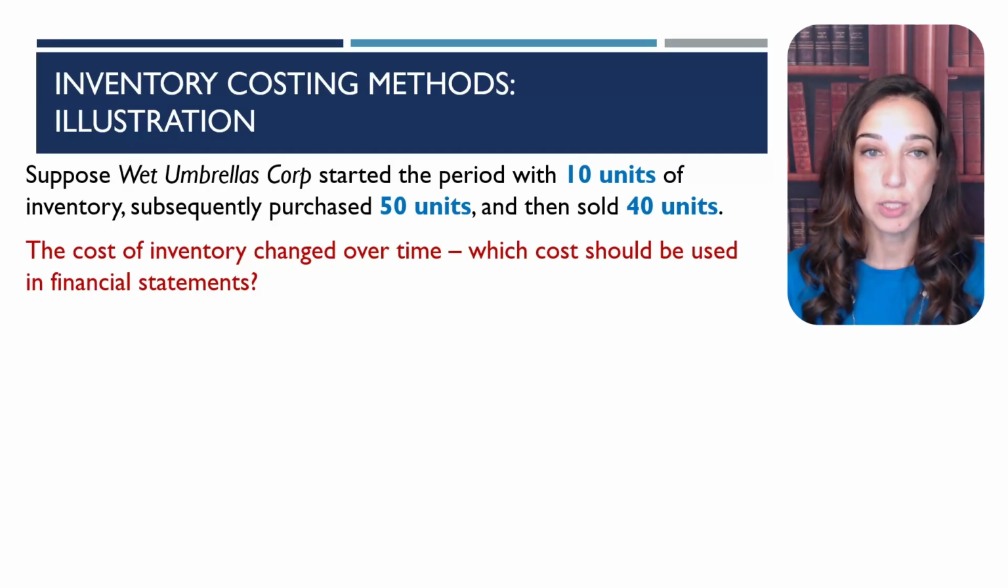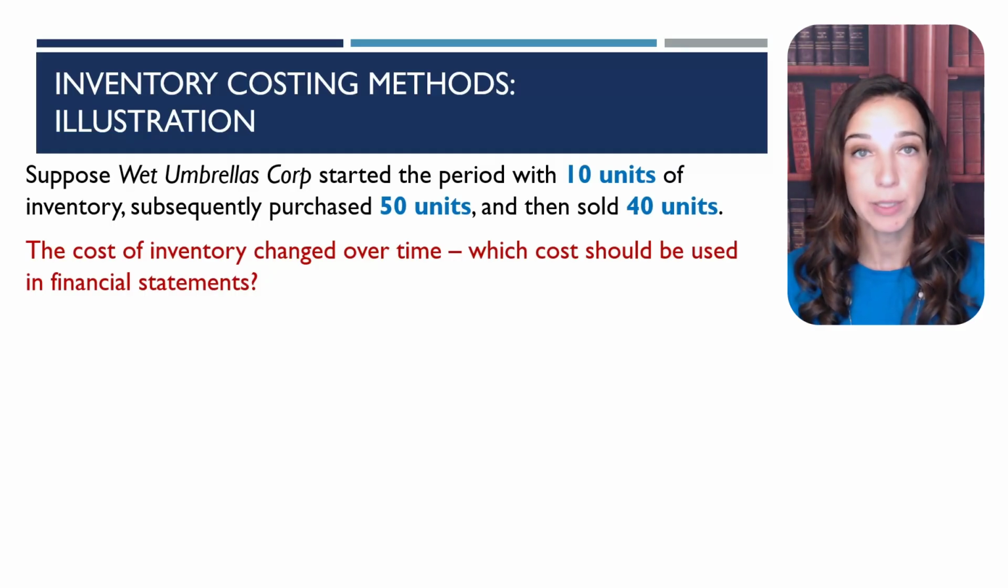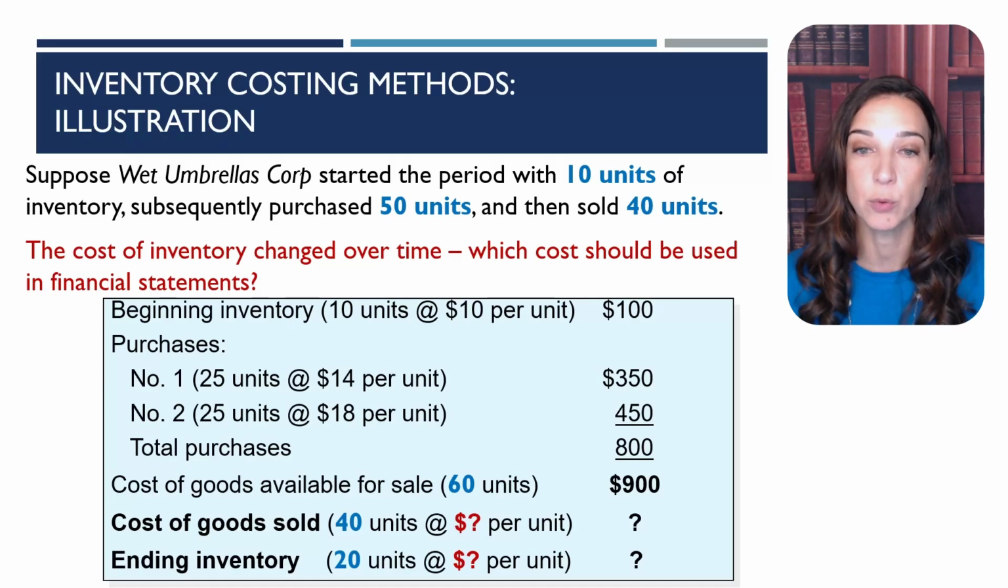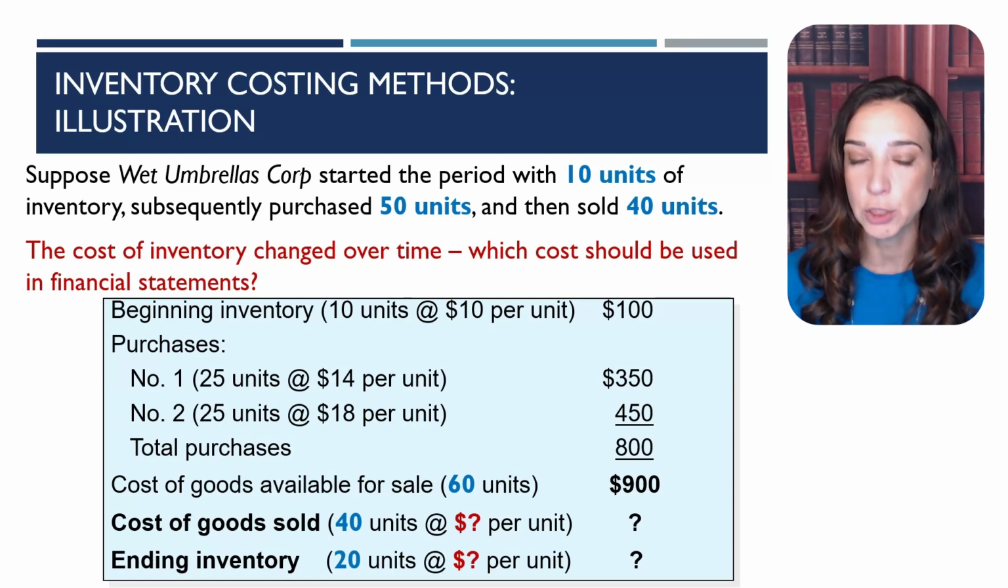Suppose Wet Umbrellas Corporation started the period with 10 units of inventory. Subsequently, they purchased 50 units and then they sold 40 units. Now, let's assume that the cost of inventory changed over time. The original inventory where they start the period is 10 units at $10 per unit. And then the purchases occur twice in the period, 25 units at $14 and 25 more units at $18. So we are in an inflationary period here.